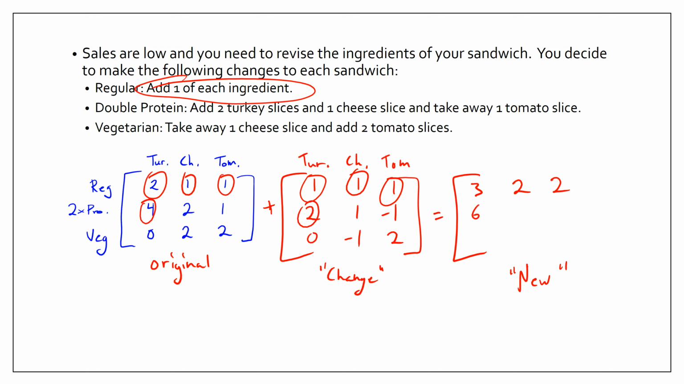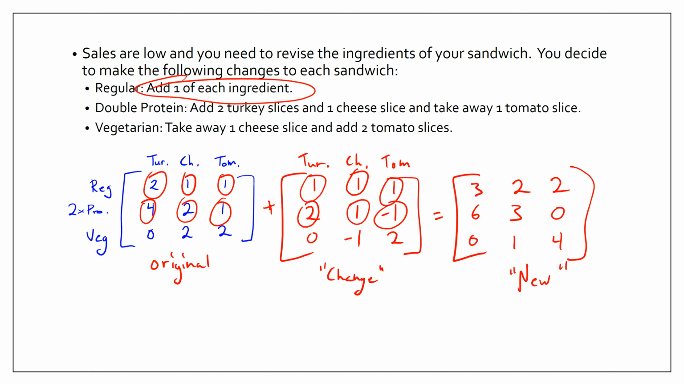4 and 2 is 6. 2 and 1 is 3. 1 plus -1, well that's 0. And so forth. 0 plus 0 is 0, 2 plus -1 is 1, 2 plus 2 is 4. Nice. And so this is the new matrix.